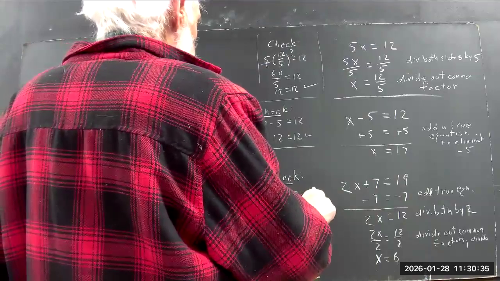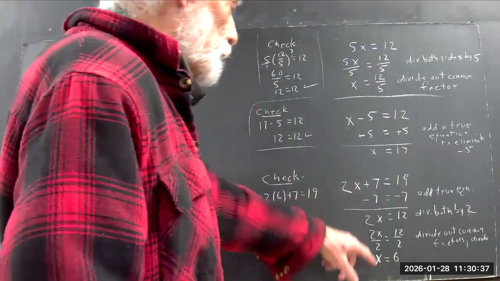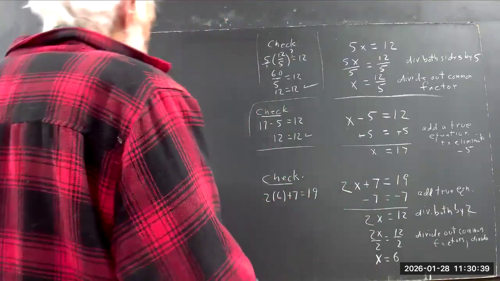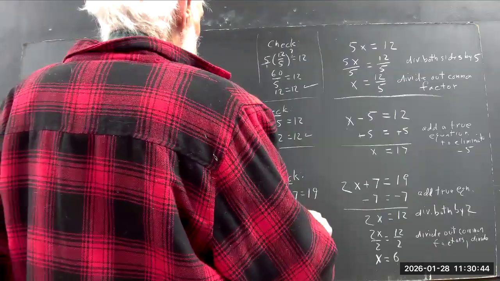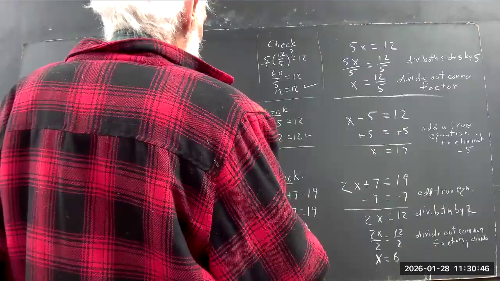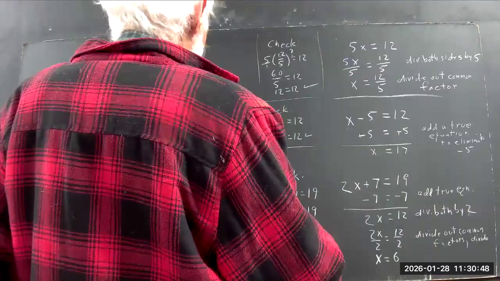If we solve it correctly, then replacing x with 6 ought to give us a true statement. Then it does, it gives us 12 plus 7 equals 19. 19 equals 19.